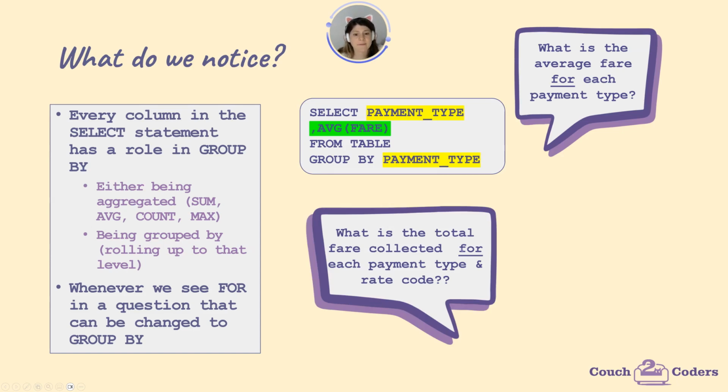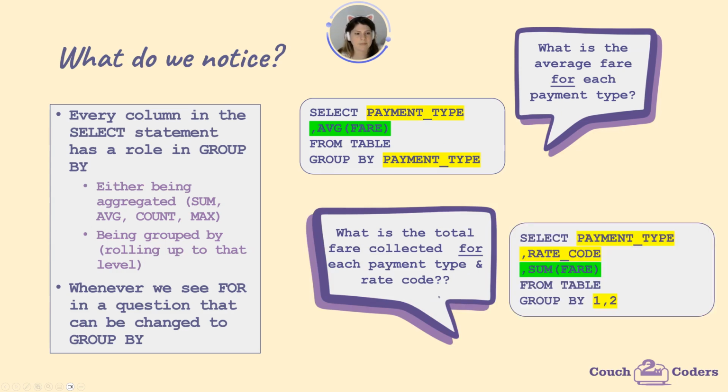Let's look at another one. What is the total fare collected for each payment type and rate code? Same thing here. We have our total fare collected, that's going to be the sum of the fare, for each payment type and rate code. So that means we want to group by payment type and rate code. And so whenever we have our group by, it also has to be in our select statement. And so that's why these are highlighted here in yellow. They're up here too in yellow also.